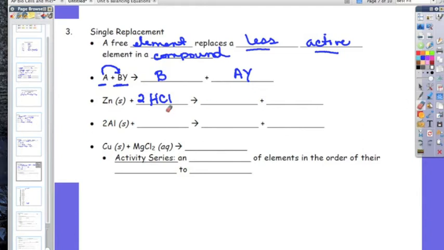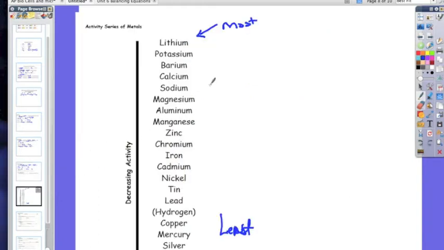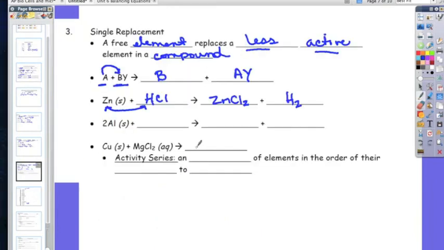And I'll tell you what, I'm just going to do the skeleton equation, not the balanced one. We're just going to do hydrochloric acid and zinc chloride is a product, and hydrogen gas. So what's happening is zinc and hydrogen are switching places. In order for this to happen, zinc has to be more active than hydrogen. So you look on your list and you find zinc, which is right here, and you find hydrogen, which is right here. Zinc is more active than hydrogen, so it will replace it in the equation. So this equation would occur.